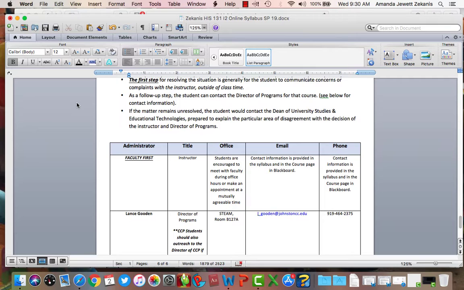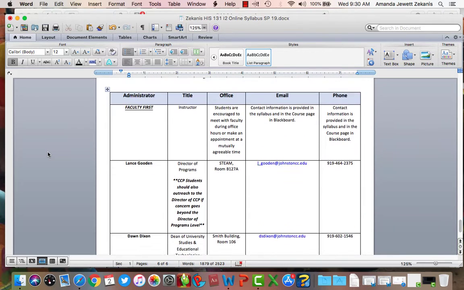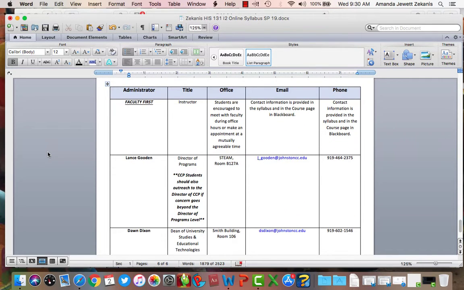If you feel that the issue is too big and you cannot take it to me or something like that, you can follow the next step, and that would be to the director that is listed below, that faculty first step. So this is just a little chart of what to do. So please come to me first if you have an issue, right? Because if we have an issue, I don't know unless you tell me. So we can work it out, okay?